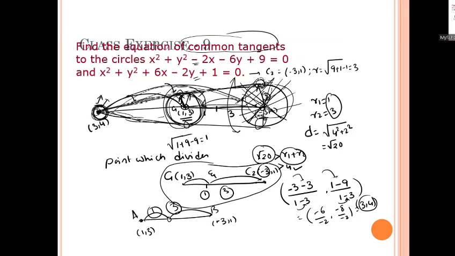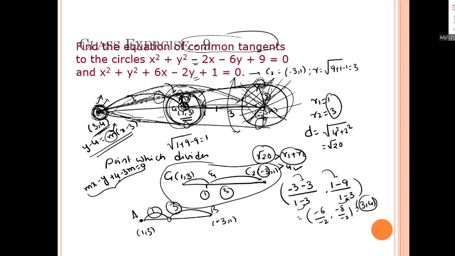So how are you going to find the equations of tangents? Let us write a general line passing through 3,4. y minus 4 is equal to m into x minus 3. Yes or no? This is a general line passing through 3,4. Now how will you find the slope? m should be such that the perpendicular distance of this line from 1,3 should be equal to the radius 1. Clear or not? Did you understand or not?